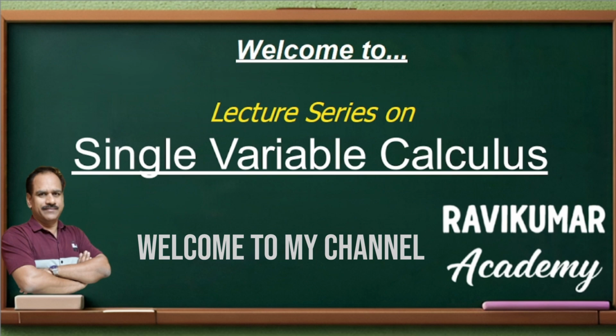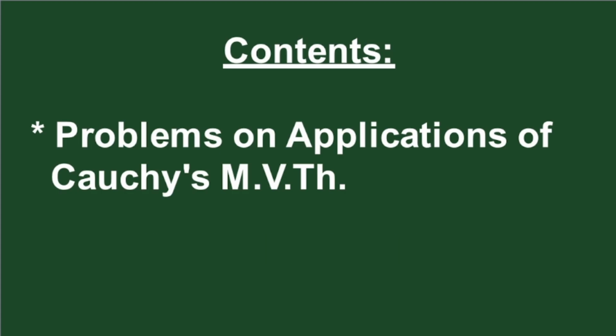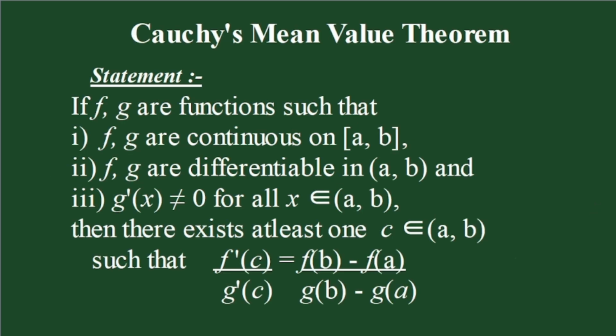This is a lecture series on single variable calculus. In this lecture, we are going to see an application of Cauchy's mean value theorem. What is Cauchy mean value theorem? If f and g are two functions such that f, g are continuous on the closed interval [a, b], f, g are differentiable in the open interval (a, b), and if g'(x) is not equal to 0, that means the derivative of g does not vanish at any point for all x belonging to (a, b), then we can find a c in between a and b such that this happens.